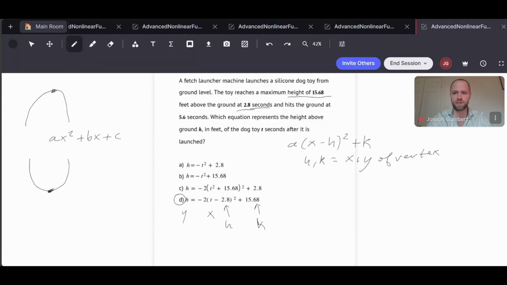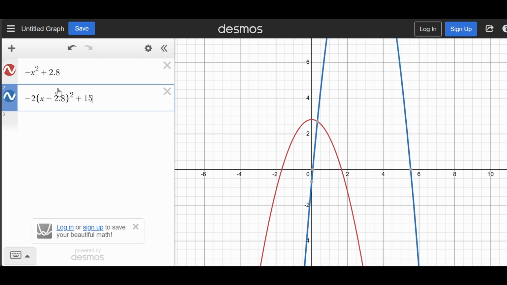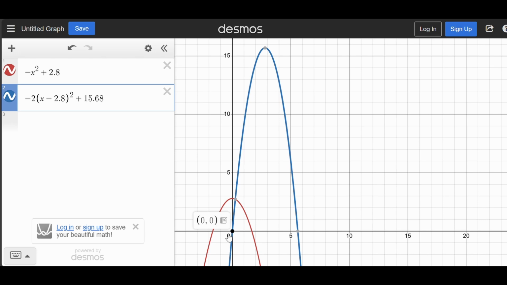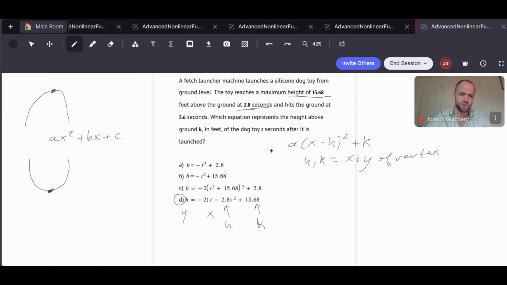But if I went ahead and plugged in an answer choice like D, let's say negative 2 times x minus 2.8 squared plus 15.68. Here I can see that it launches from the ground here. It's like the starting point. It goes up to its maximum height of 15.68 feet at 2.8 seconds because again my x-axis is seconds and my y-axis is the height. And yeah, so this is looking really good to go. It's the only answer choice that would have fit this scenario that they described.